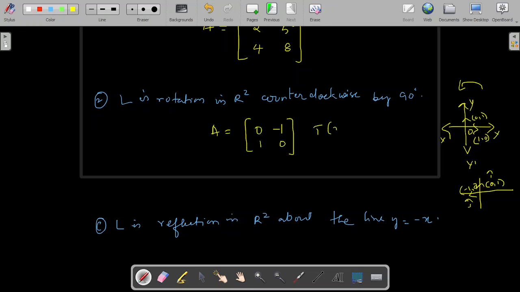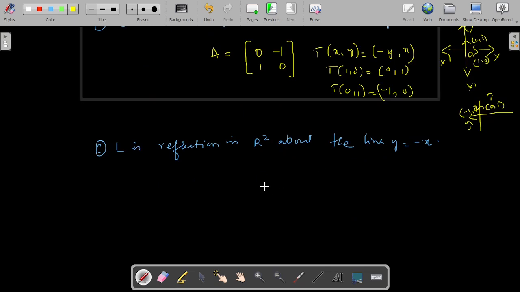Or else you can write it like this. The transformation is represented by minus y, x. So 1, 0 goes to 0, 1 and 0, 1 goes to minus 1, 0. The same you can write column-wise. Next, L is a reflection in R square about the line y equal to minus x. How to write the reflection in the form of a linear transformation algebraically? T of x, y equals minus y, minus x. This is how to write the reflection in R square about the line y equal to minus x.